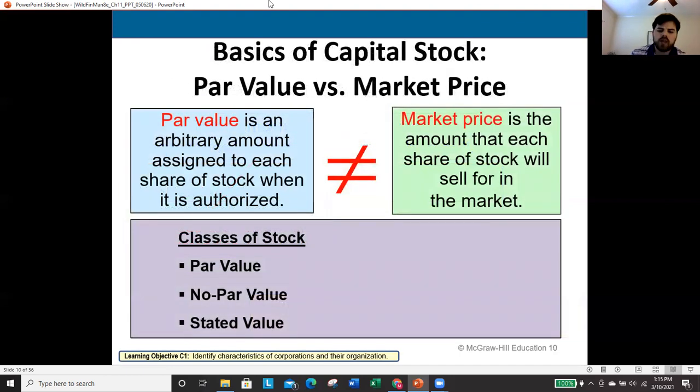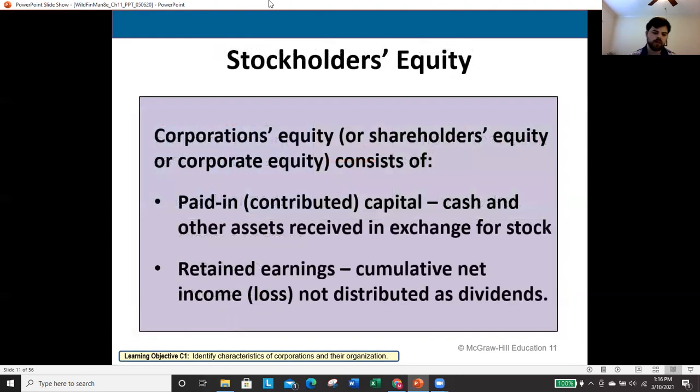So when we look at stuff with our capital stock, we see things called par value versus our market price. So the par value is what we say is called an arbitrary amount assigned to each share of stock when authorized. Typically, we want our par value to be quite small. The market price is the amount that each share actually sells for in the market. Please note, these two are not the same. Now, there are three different classes of stock. We have what are called par value stock, no par value stock, and stated value stock. Now, we'll talk about those more in just a little bit.